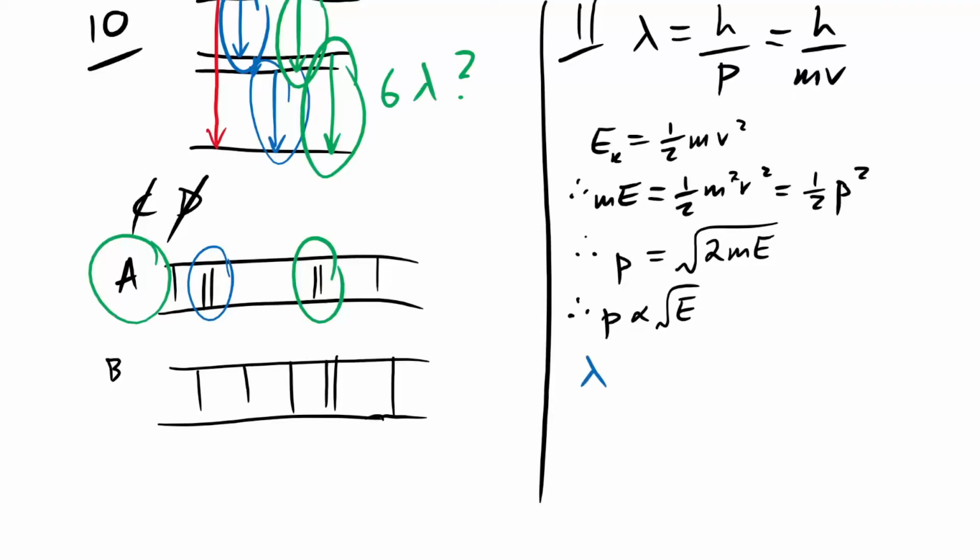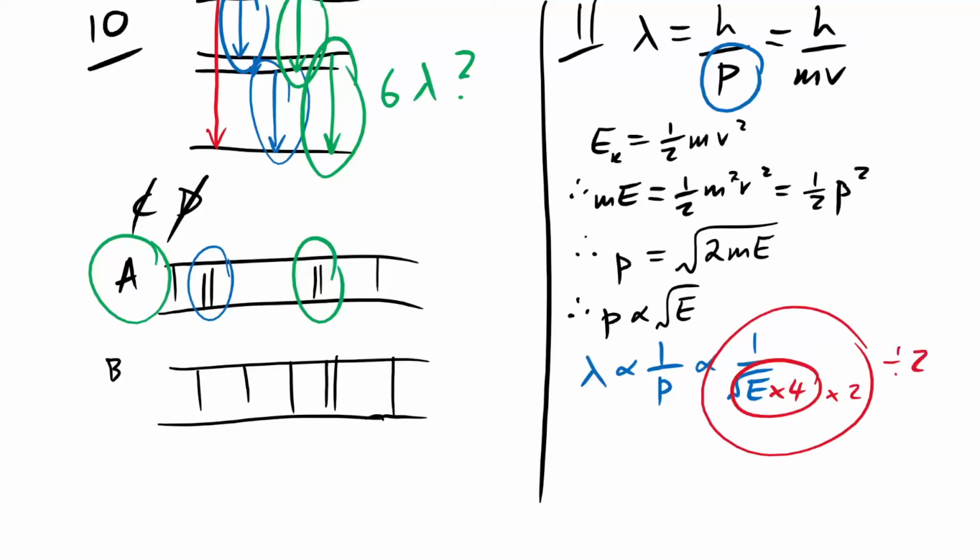So if de Broglie wavelength is proportional to 1 over momentum, as we can see from above, then it's also proportional to 1 over the square root of the energy. So if this multiplies by 4, this multiplies by 2, so the whole thing goes down by half. Therefore, the answer has to be a half. So it's going to be A. Not a super easy question, that one though.